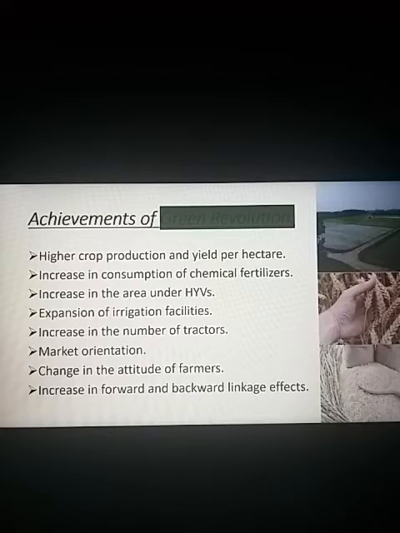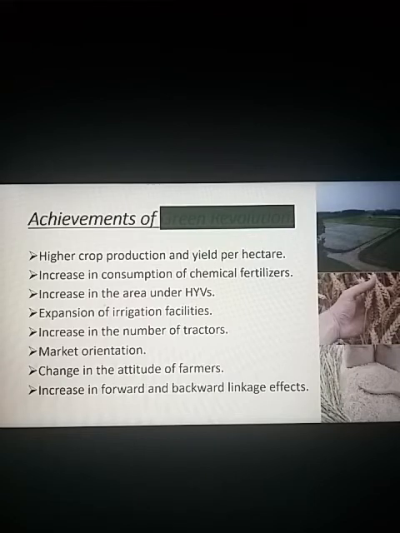Anyway, let us discuss achievements. Come back to higher crop production and yield per hectare. That is what the Indian government wanted. In fact, we wanted to increase agricultural production. That was achieved. Crop production and yield per hectare also increased. Second, increase in consumption of chemical fertilizers. Most of the farmers in the northwest, let us call them progressive farmers of Punjab, Haryana, and parts of UP, started using these new varieties of seeds, or HYVs. They require chemical fertilizers, and remember, more and more chemical fertilizers were used.